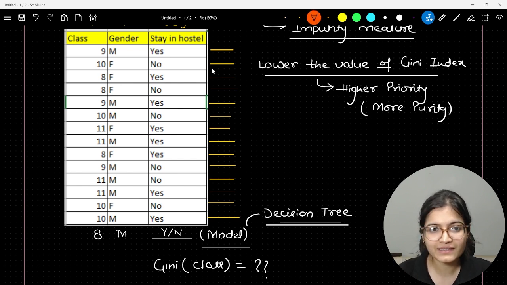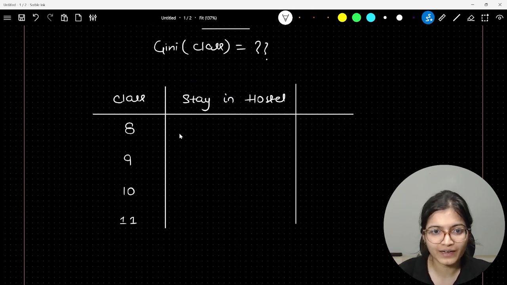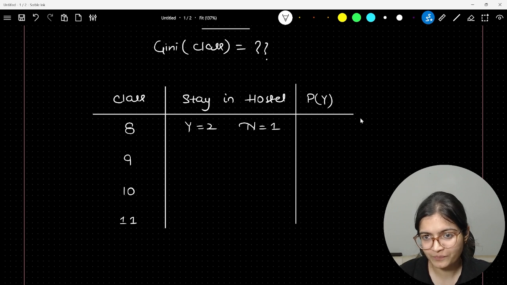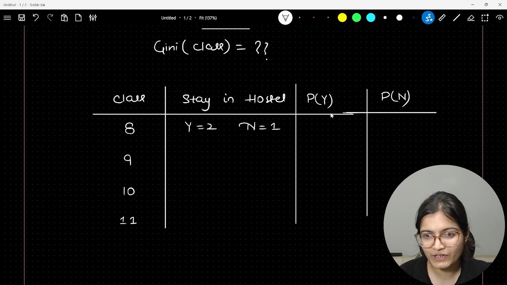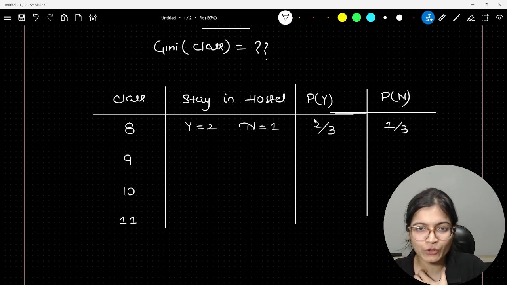So for class 8, you can see yes is 2, and in total I believe 3 records are there, out of which 2 are yes and 1 is no, which we can clearly see. So if I ask you what is the probability of yes and what is the probability of no, given that a learner belongs to class 8, the answer is very straightforward. It will be 2 by 3 and 1 by 3 considering class 8.